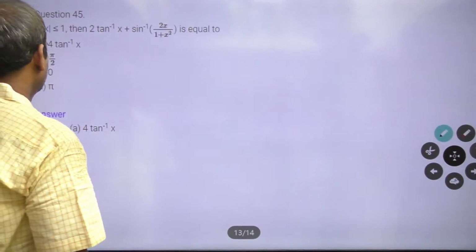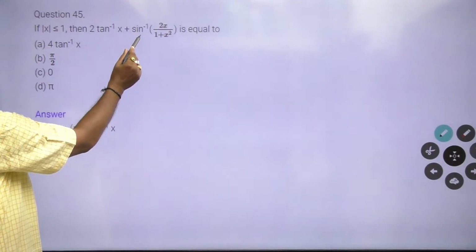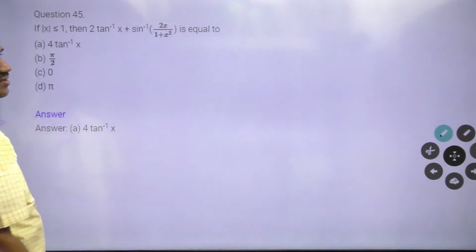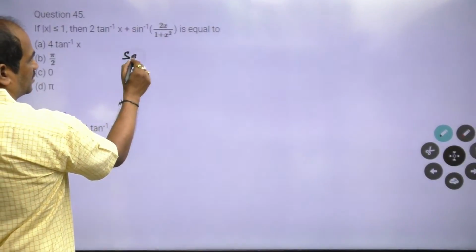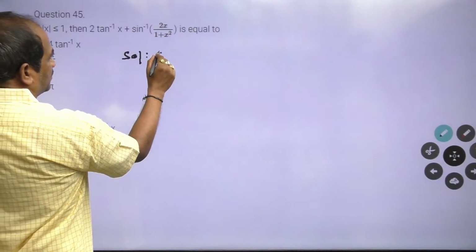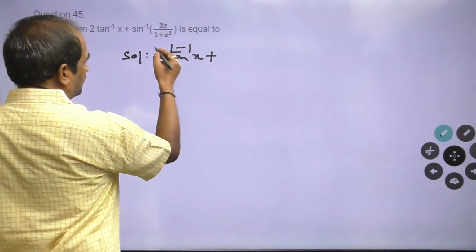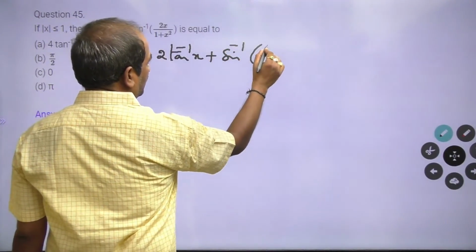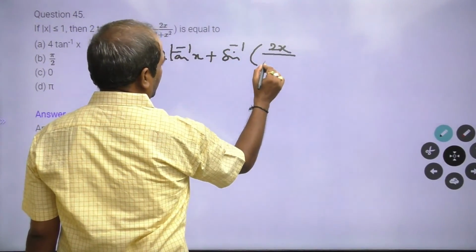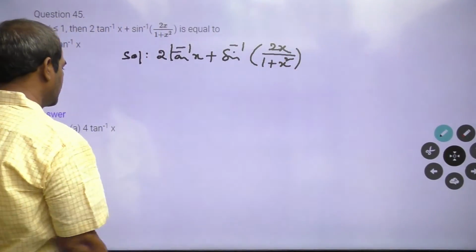In this next question: 2 tan inverse x plus sin inverse of 2x by 1 plus x square is equal to what? See the solution here. That is 2 tan inverse of x plus sin inverse of 2x by 1 plus x square.